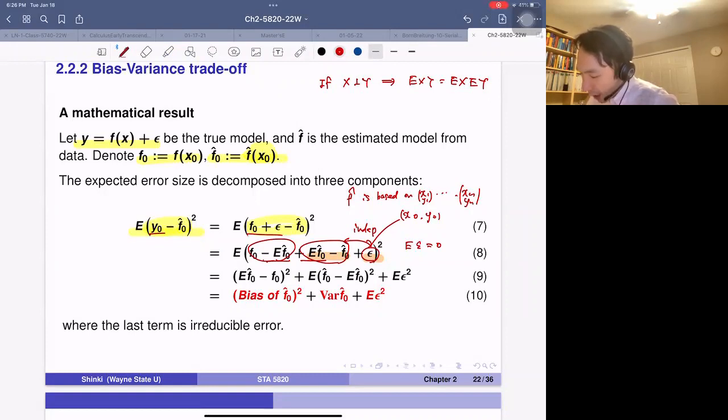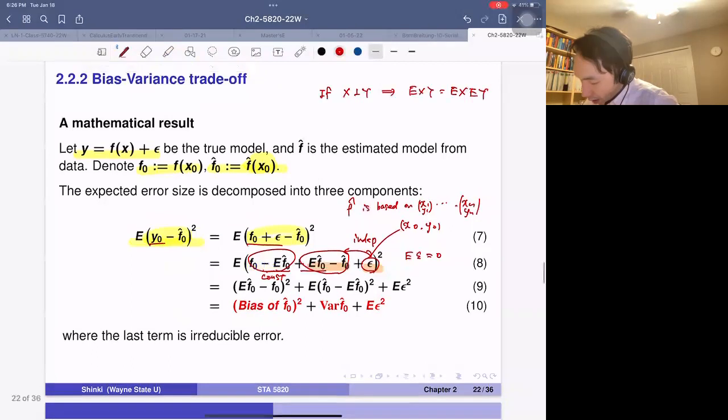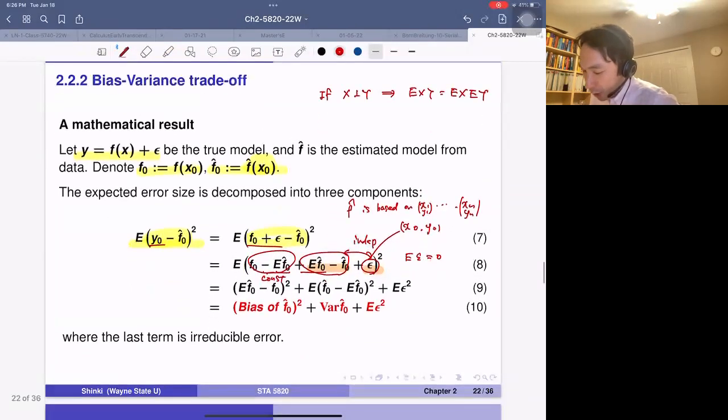And the first one, f0 minus the expectation of f0 hat. This is constant. You can see f0 is just the true model, so this is constant. And f hat is random, but after taking expectation, it's constant. So this is constant, and the expectation of epsilon is 0. So the cross term is also 0. Right? So almost everything is 0.